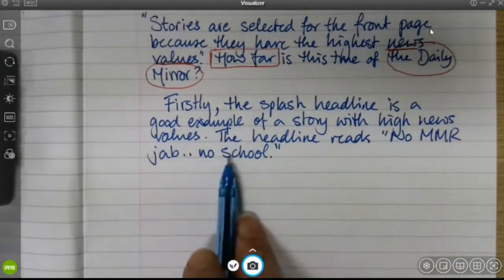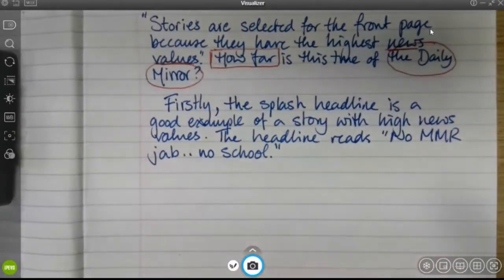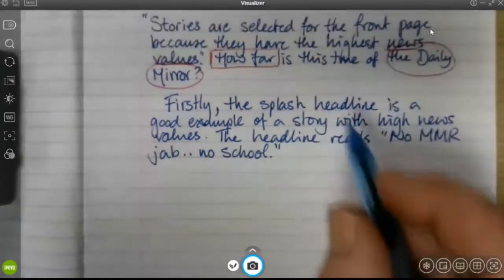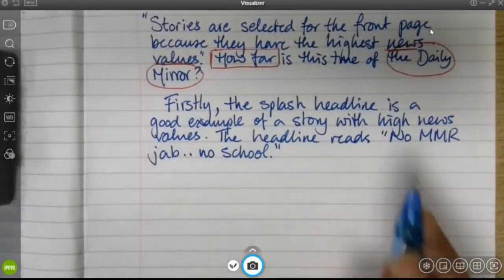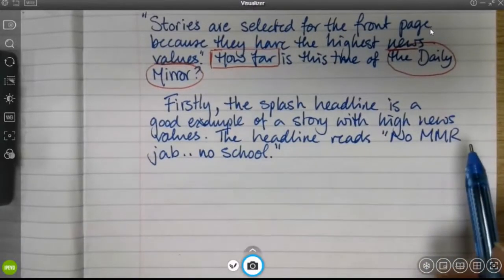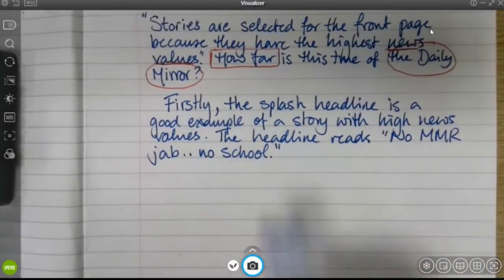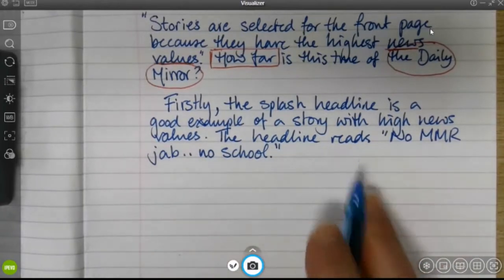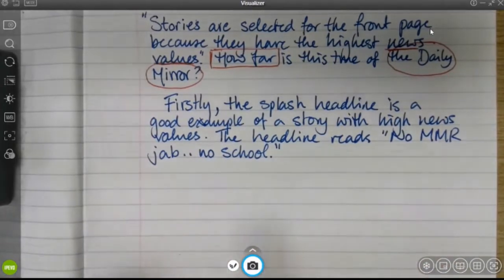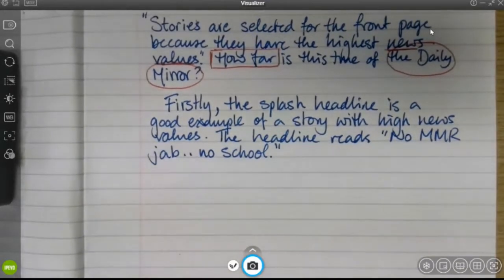The headline reads, "No MMR jab, no school." Now, so this has high news value. Let's think about why it has news value. Well, first of all, it's got high impact, hasn't it? All of the readers who send their kids to school, this is going to impact all of them. And potentially, if it becomes an epidemic, which is within a country, and a pandemic, like COVID, is across the whole world, this could potentially affect a lot of us.